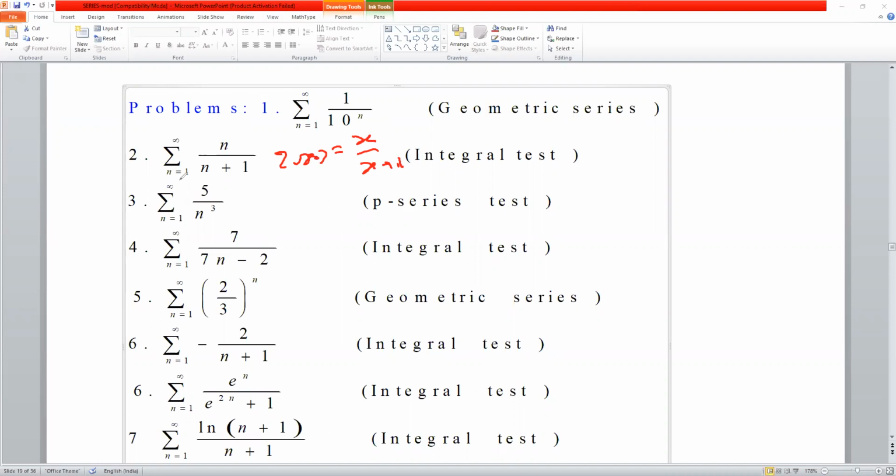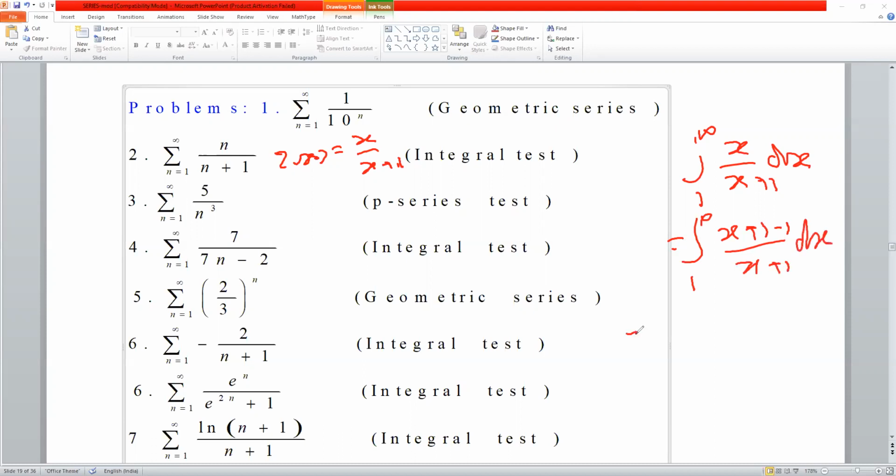We can think of the integral test. This function is defined for all x from 1 to infinity. We can take the integration from 1 to infinity x by x plus 1 into dx. So that can be written as integration from 1 to infinity x plus 1 minus 1 by x plus 1 into dx. So this can be written as integration from 1 to infinity 1 minus 1 by x plus 1 into dx. Definitely one can integrate this function. So this series is convergent by the integral test.